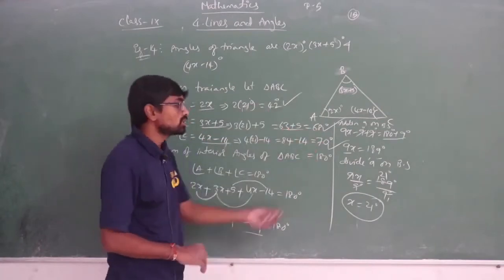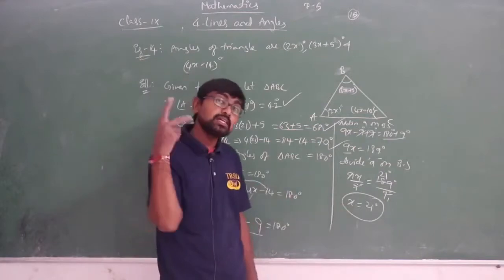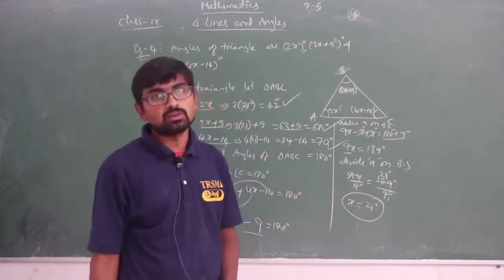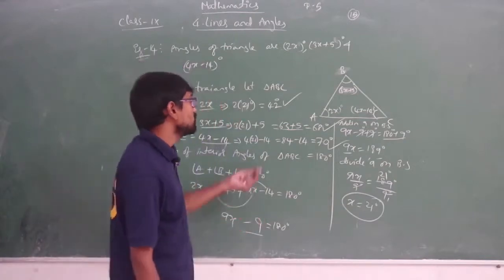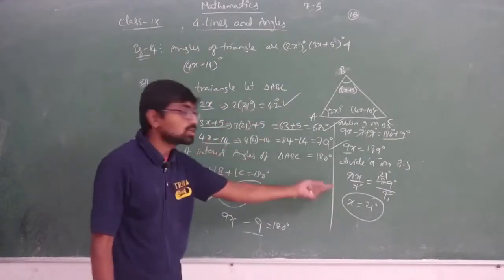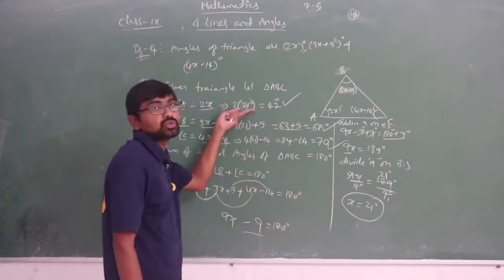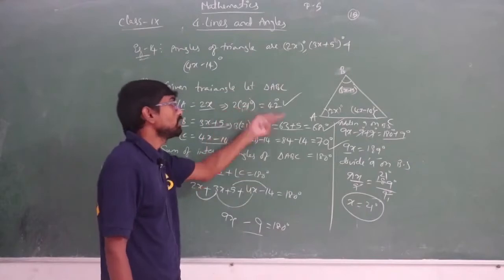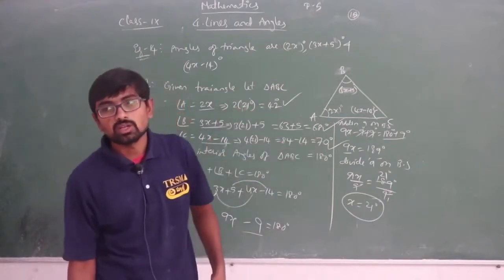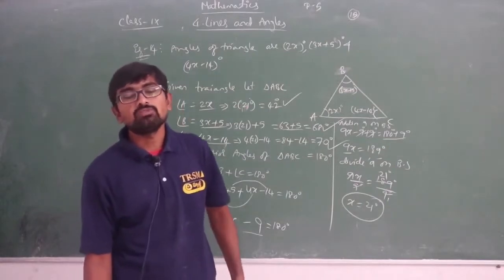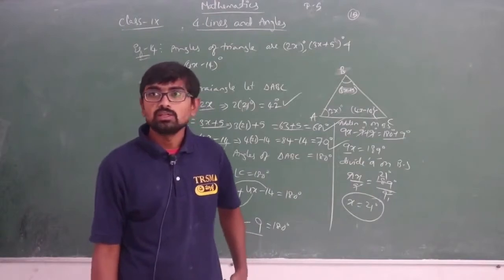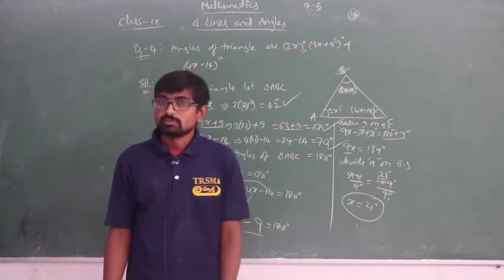So this is how you first find the value of x, and then he asked to find the measure of all the angles in the question. How will you find the measures? By substituting the value we have got, 21, in the place of x. When you substitute, you will get 42, 68 and 70. Like this you can find the measure of angles. So this is how we have completed this example.